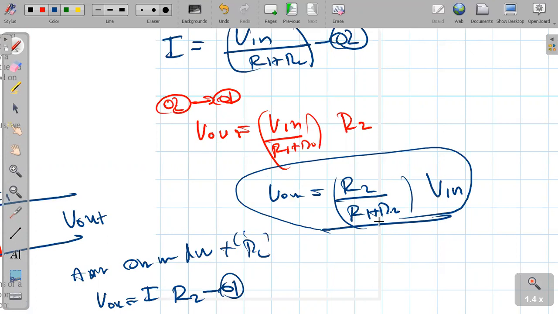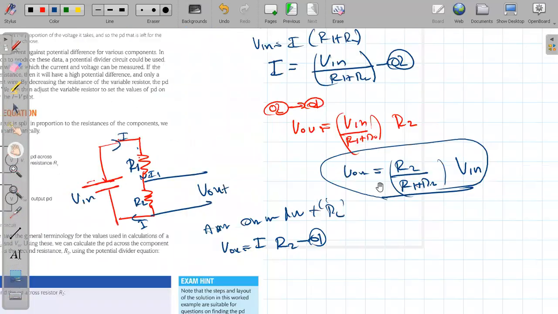Let V out equals R2. I sent all the notes in WhatsApp. So in this, you have written V out equals V in over R1 plus R2 times R2, as the current. Yeah, rearrange that equation in a user-friendly way: R2 over R1 plus R2 times V in, as a fraction of it.